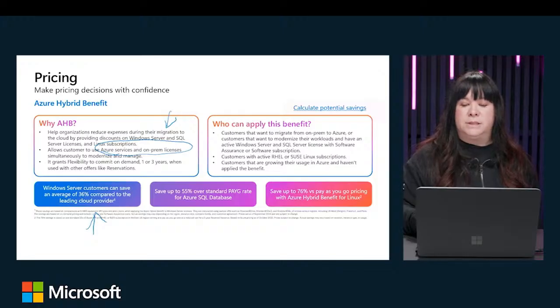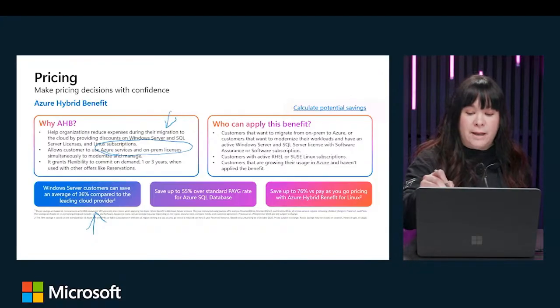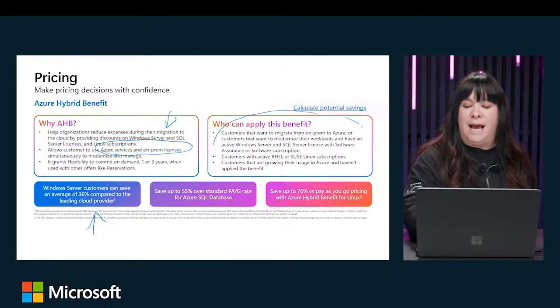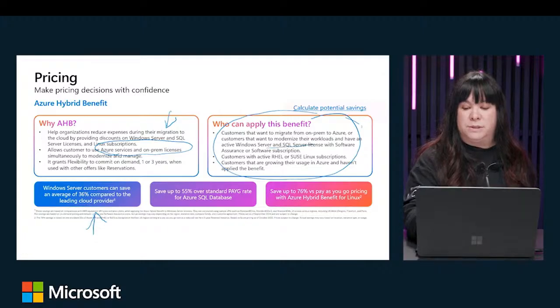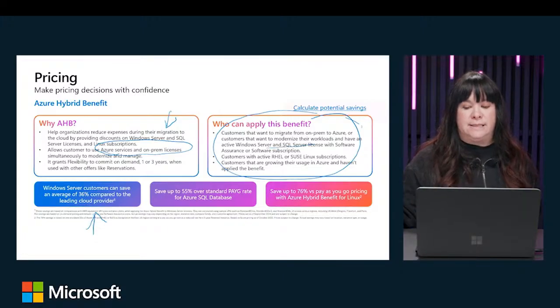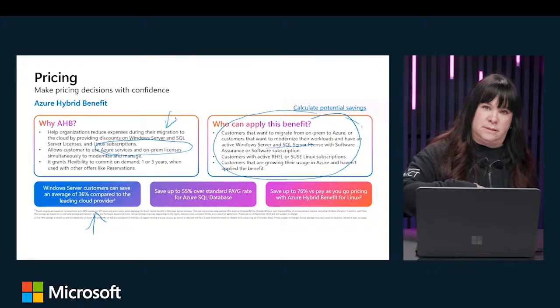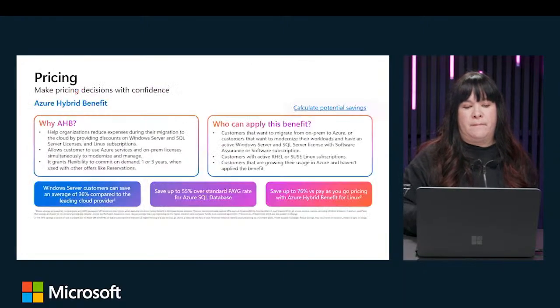So if anybody wants to do this, you can go in, you can migrate from on-prem to Azure, and that could be Windows servers. You can also do SQL servers. And if you've got your own licenses, you can use those licenses. So the other pricing plan that we have is Azure Hybrid Benefit. And who can apply this benefit and why would you use this?